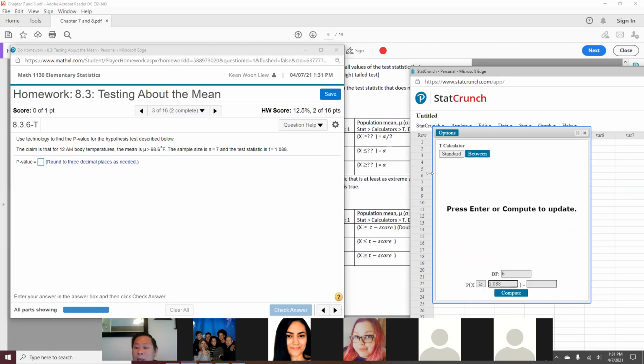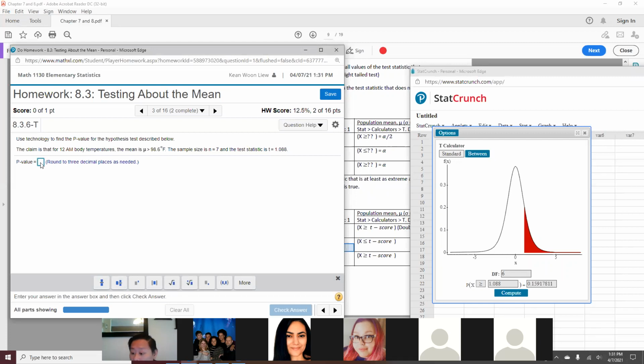Again, you go to the calculators, go T, and then it's greater than. We use the third one, which is the one for a right tail test. Change it to greater than or equal to. The t-score is the test statistic t, which is 1.088 here. You just hit compute, and your answer is 0.159.